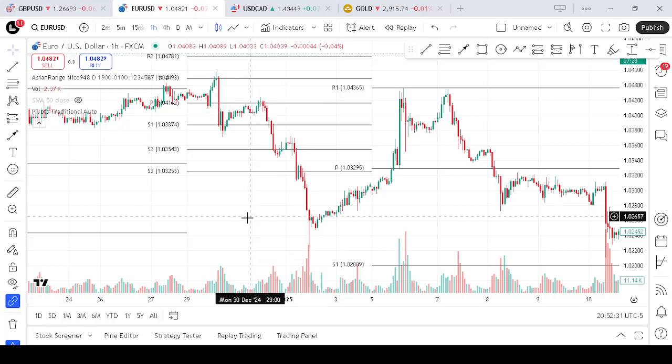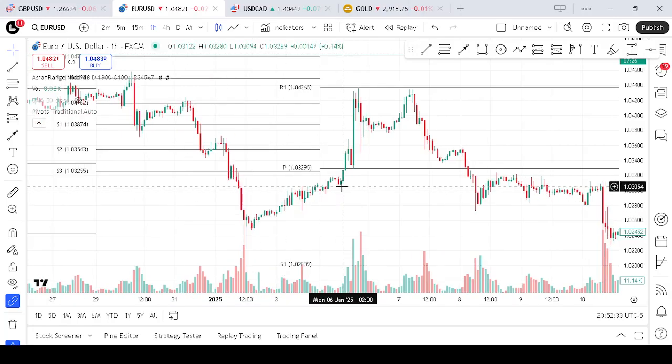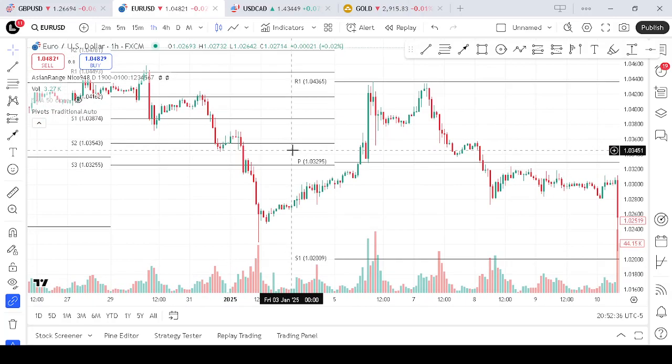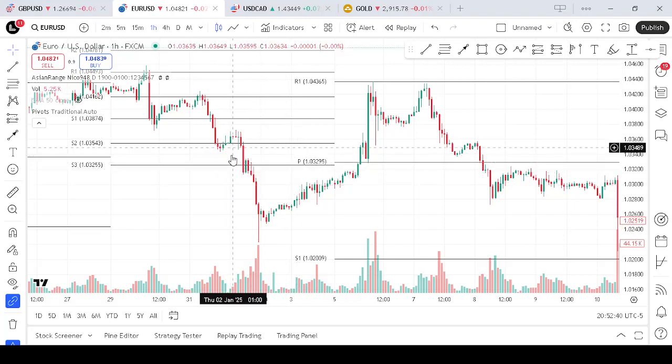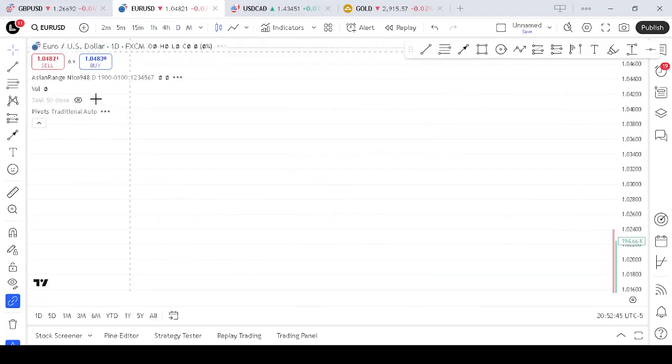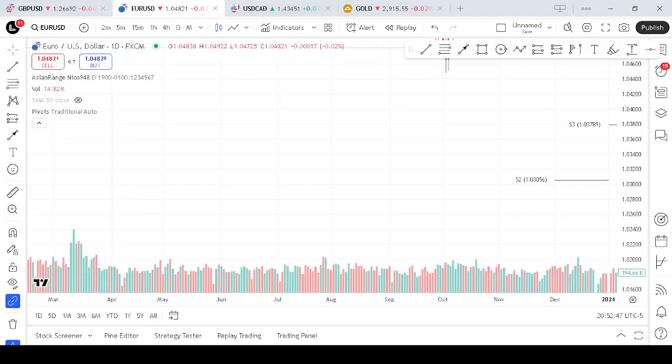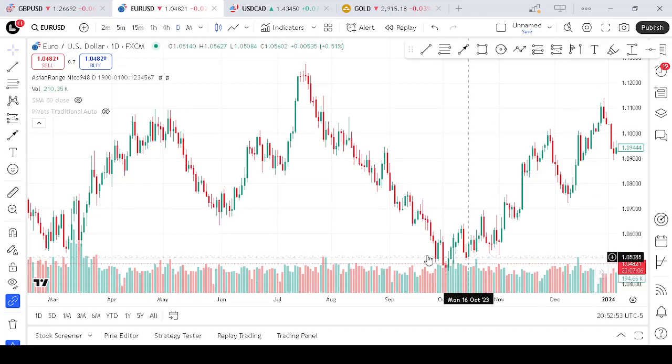Your chart setup needs to be clean and precise. When your chart setup is clean and precise, you start by applying the pivot point indicator to your daily chart. Let me set my own up. We'll apply it to our daily chart.